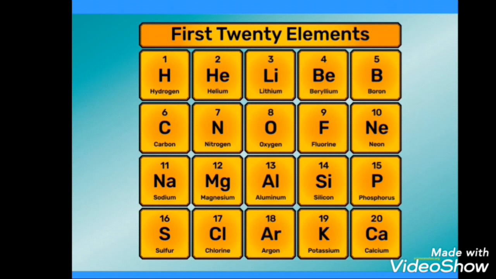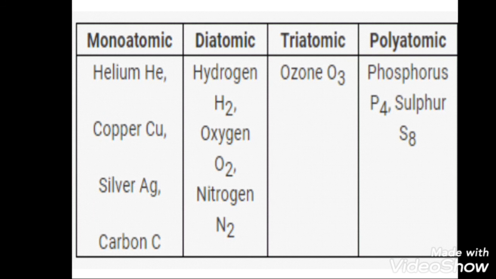Here is the assignment part. The first 20 elements are given in this slide based on increasing atomic number. They are given in order, so you have to learn them by heart in the same order. This slide shows examples for the atomicity. Monoatomic, diatomic, triatomic and polyatomic elements to understand.